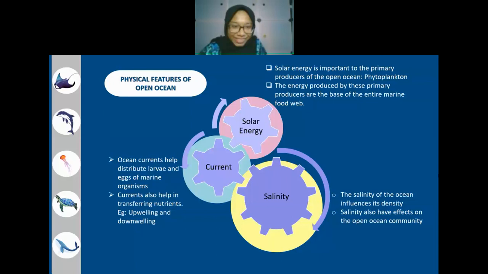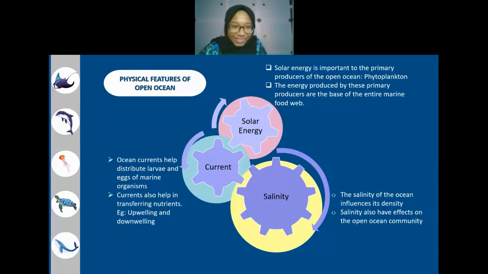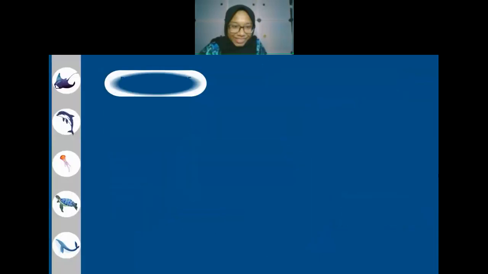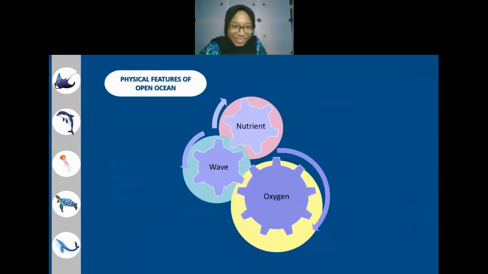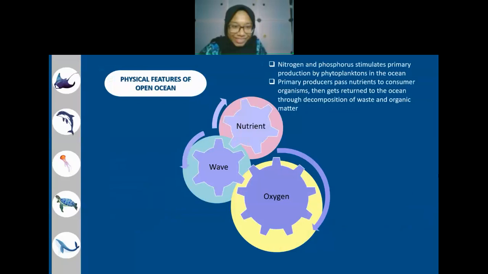So the third one is salinity. The salinity of the ocean influences its density. As we know, high salinity water is denser and heavier, and this will sink below less saline water. So this affects the movement of the ocean current. Salinity also has effects on the open ocean community. Some species have a specific optimal tolerance of salinity, while some can easily adapt.